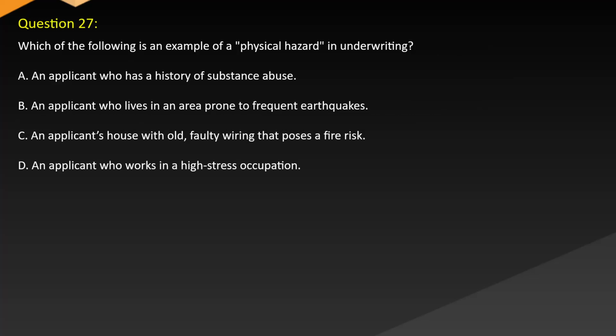Question 27. Which of the following is an example of a moral hazard in life insurance underwriting? A. An applicant who smokes regularly and has a family history of heart disease. B. An applicant who inflates the value of their personal property to receive a larger payout. C. An applicant who works in a dangerous occupation but takes steps to minimize risks. D. An applicant who is financially stable and has no history of major medical conditions.